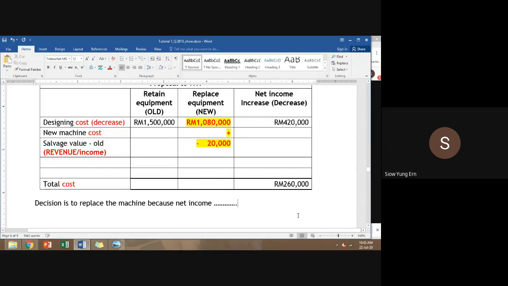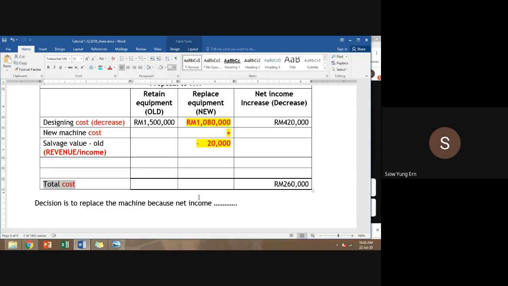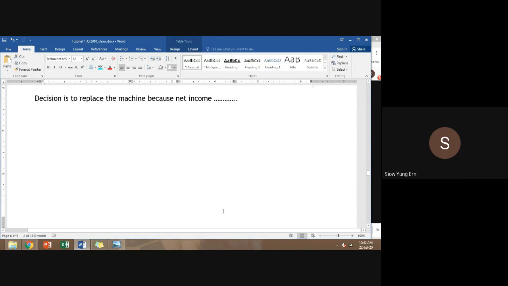So any question? This is using total cost, class. Later I will show you another one using income. Using total income. A little bit different. Are you okay with this question? Question number 7. Okay. So we move on to question number 8.